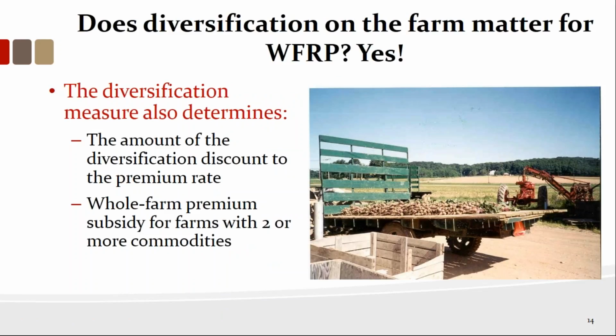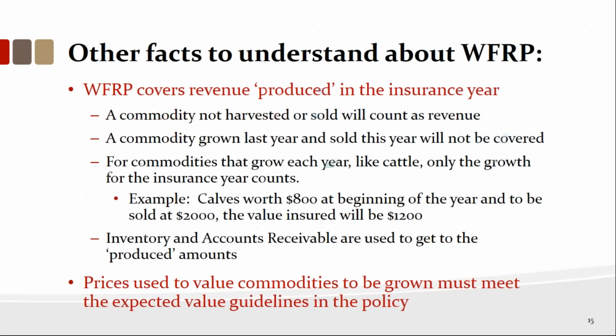Diversification measure already determines the amount of diversification discount to the premium rate. That goes all the way up to 7 crops. So after 7 crops, you get no more diversity factor. Other facts to understand about whole farm: if you produce a crop and it's in inventory, in a bin or somewhere, it has to be appraised at the end of the insurance year to see what the value is, because this product covers what is raised that year.